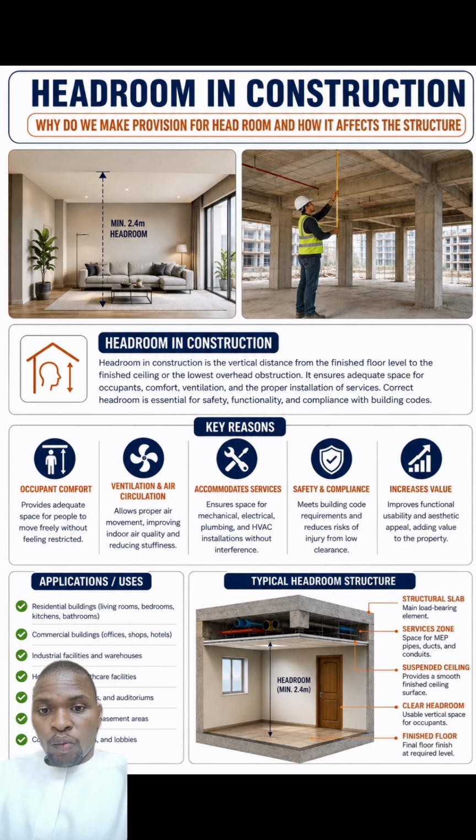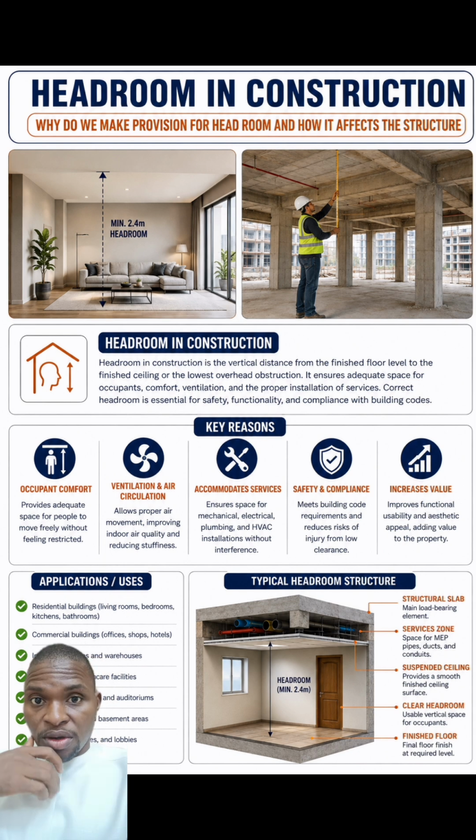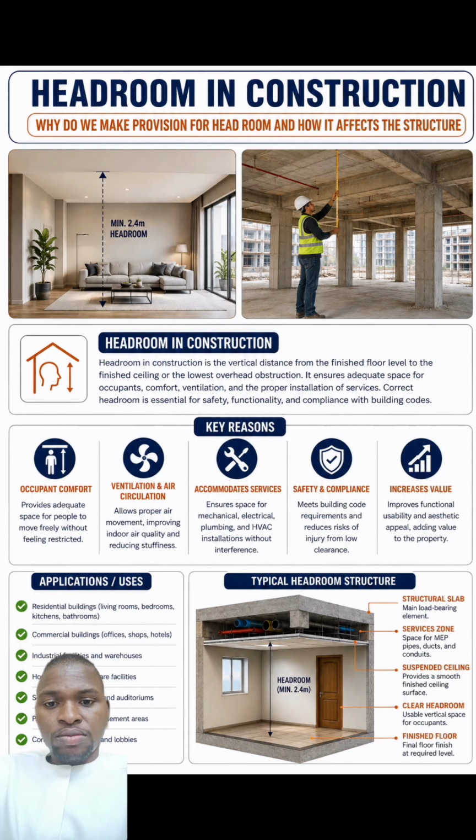The next point is ventilation and air circulation. It allows proper air movement, improving indoor air quality and reducing stuffiness. So ventilation is very important in construction. Air circulation inside the building is very important. It allows for proper air movement and improved indoor air quality, because indoor air quality is very important, since you have people living inside the building. So you need to make that provision for improved air quality.